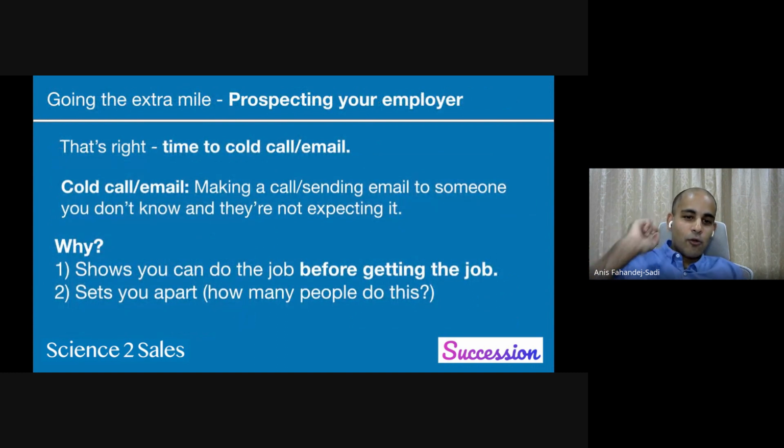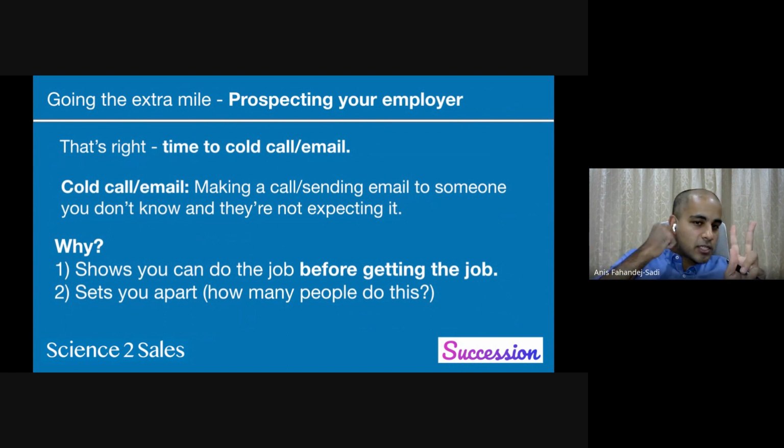Ooh, this is what I wanted to get to. Okay. So you're in sales, so you're going to be prospecting. So now it's time to do that. That means you are going to proactively get in touch with people by cold call or cold email, which the definition is just you're making a call or sending an email to someone that you don't know and that they're not expecting it, right?